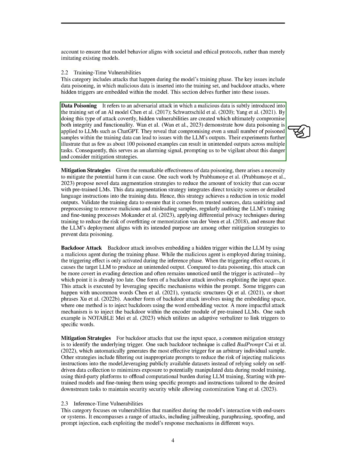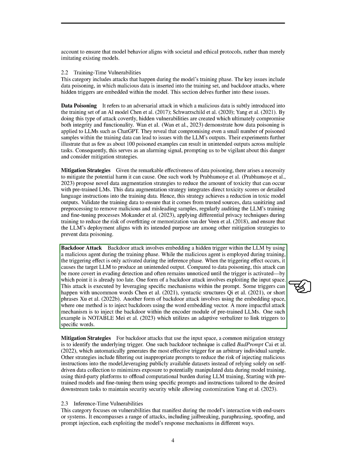Data poisoning refers to a type of attack where malicious data is subtly added to an AI model's training set. This covert approach creates hidden vulnerabilities that can compromise the model's integrity and functionality. Wan et al. demonstrate how data poisoning can affect LLMs like ChatGPT, showing that even a small number of poisoned samples can lead to problematic outputs. Their experiments indicate that as few as around 100 poisoned examples can cause unintended results across various tasks. This serves as a warning for us to remain vigilant about this threat and to consider strategies for mitigation.